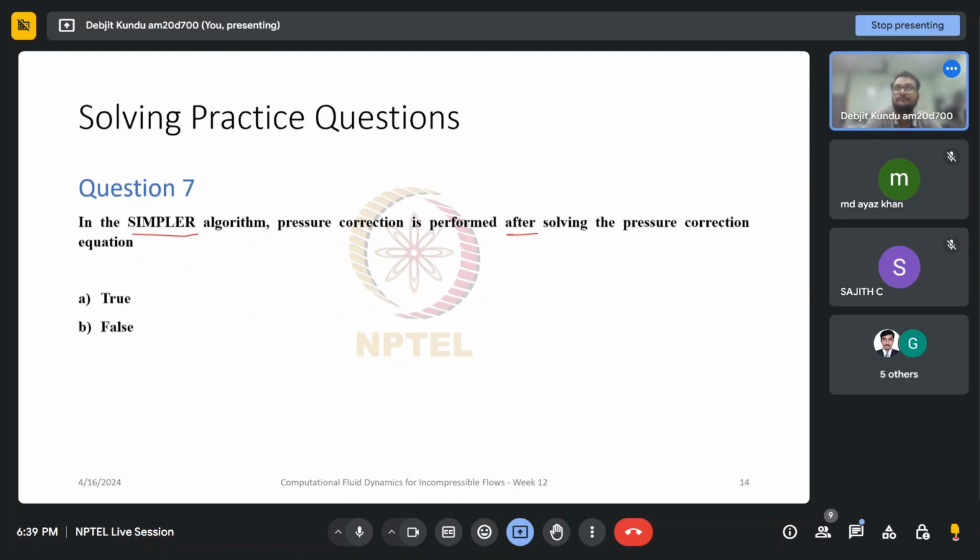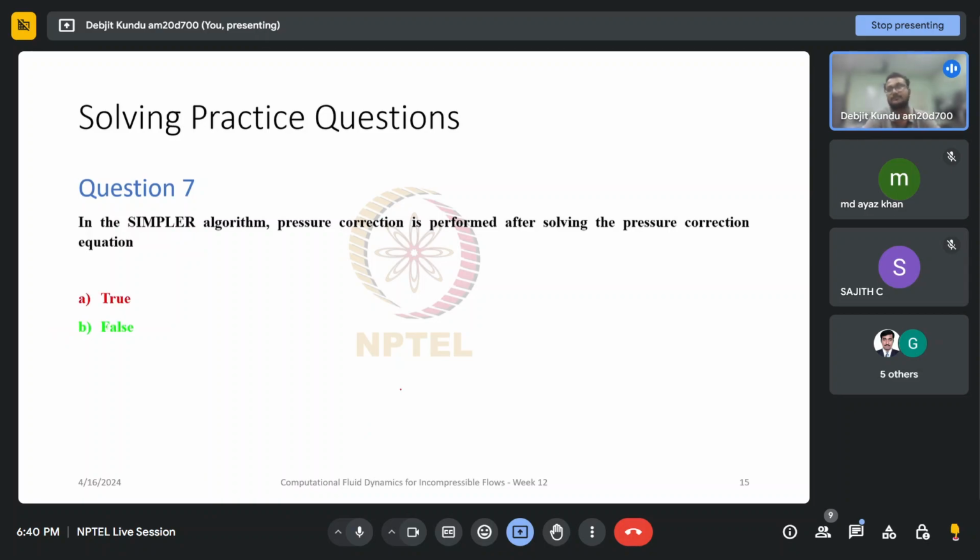Come on, what would it be? If all the previous questions were simple, then this question is simpler, even simpler. Okay, we have a response in favor of option B, false. Let's have a look at the solution.